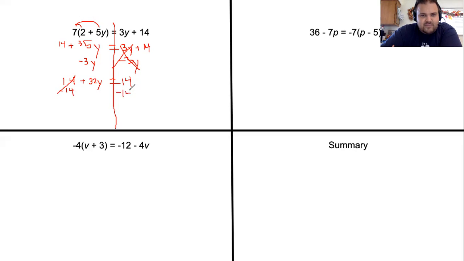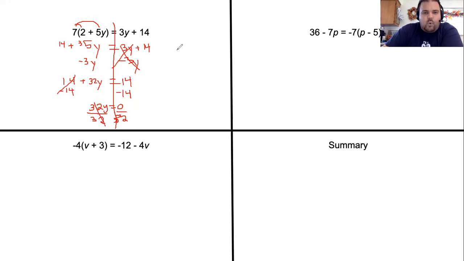And we got to do the same thing to the other side. So we're taking away 14, we're taking away 14, and we're left with 32y equals 0. 14 minus 14 is nothing. We're almost to our variable. We almost have y all by itself. The last thing for us to do is to divide both sides by 32, okay? So let's divide both sides by 32. It's supposed to be a 3 right here. My mouse kind of freaked out.